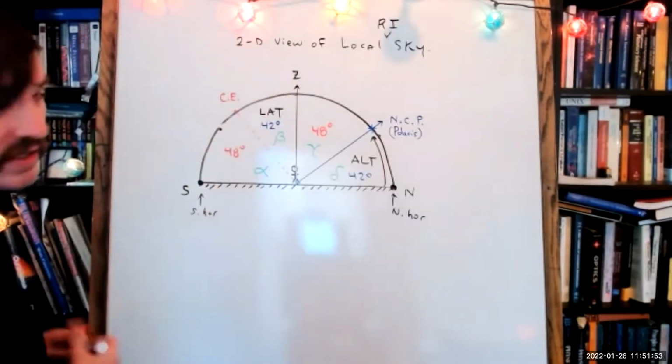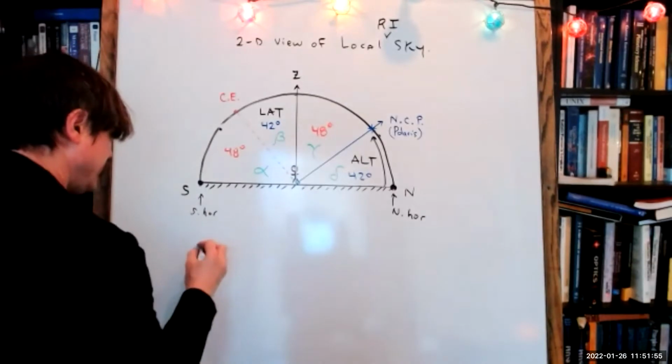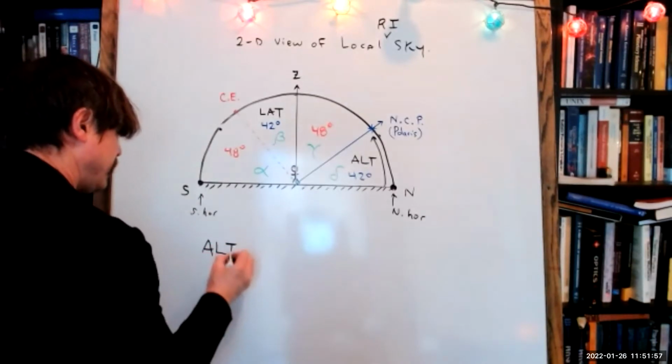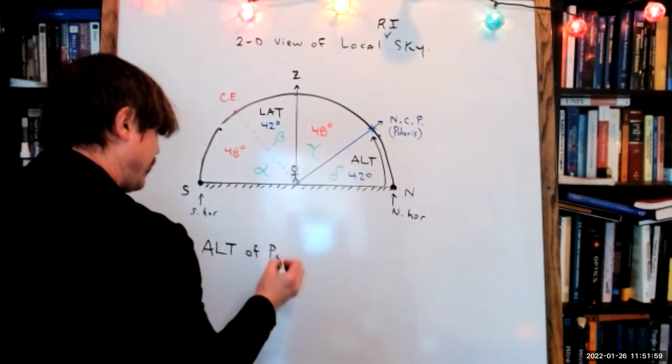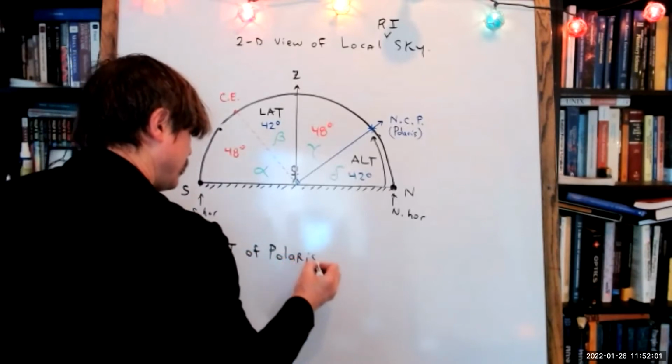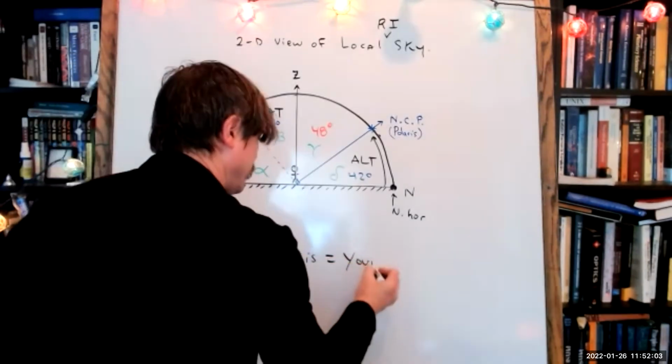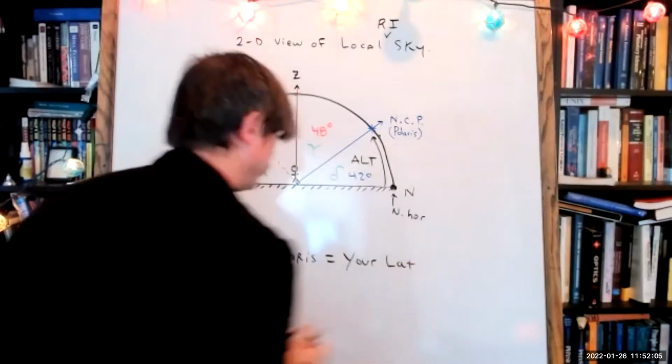And the useful result goes like this. The altitude of Polaris is equal to your latitude.